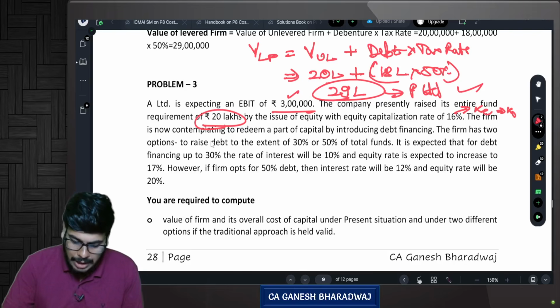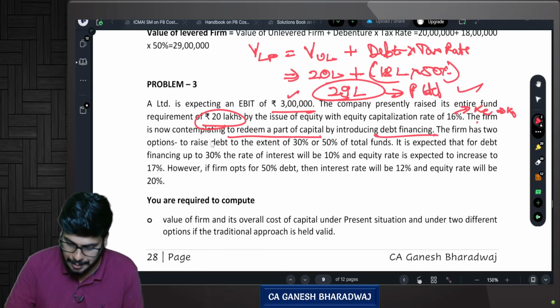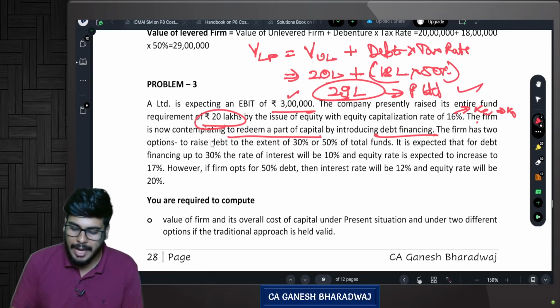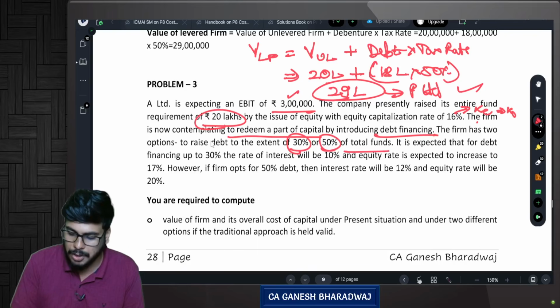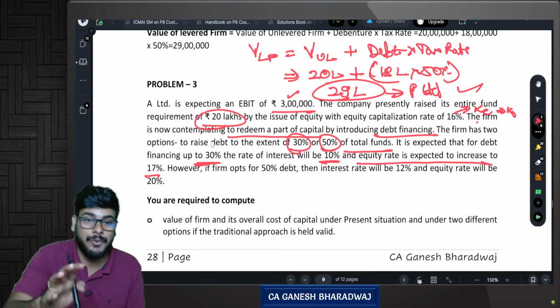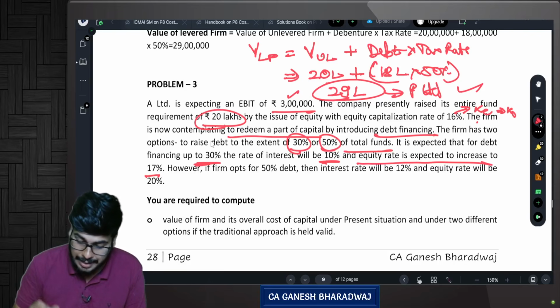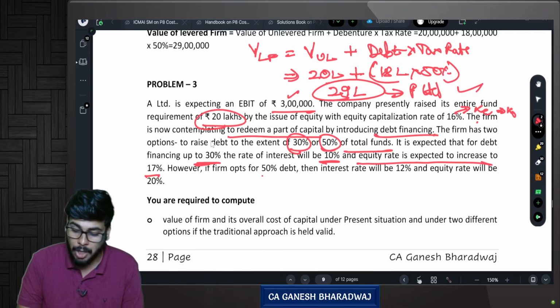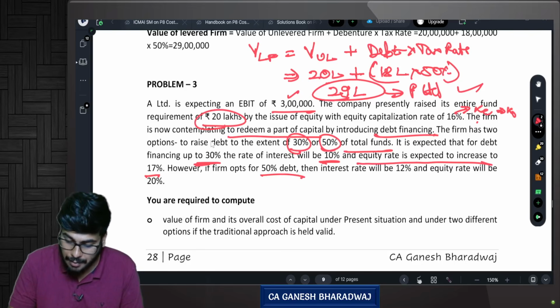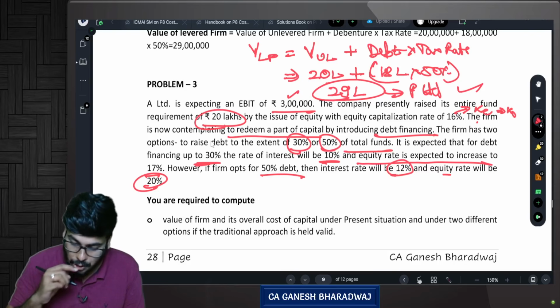Now, the firm is contemplating to redeem a part of its capital by introducing debt financing. The firm has two options to raise debt to the extent of 30% or 50% of the total funds. It is expected that for debt financing up to 30%, the rate of interest will be 10%. The equity rate is expected to increase to 17%. So what they are saying is, as you infuse more debt, KE will increase. However, if the firm opts for 50% debt, then the interest rate will be 12% and the equity rate will be 20%. It will further increase. So look at what they have given.